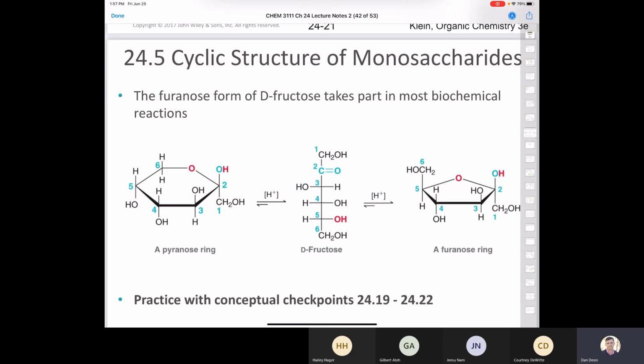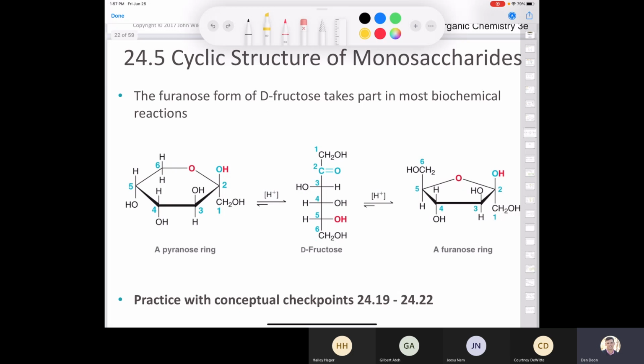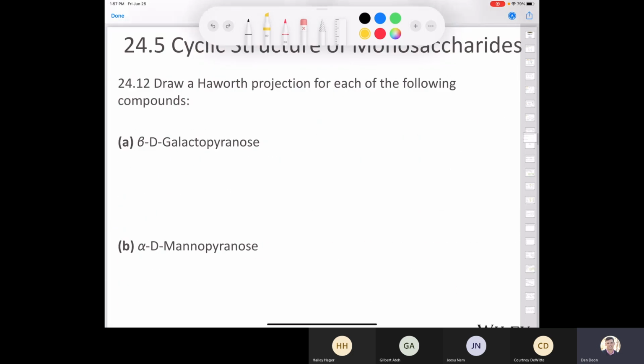So something that I do want to point out here, though, is that the only time I'm going to ask you to take a Fisher projection and be able to draw a chair or a Haworth projection from it would be with an aldohexose. So since fructose is not an aldohexose, it's a ketose, I won't ask you to do it. So what am I saying? Again, I'm repeating myself a different way, but I'm not going to ask you to draw 5-membered rings from a straight chain form. Okay? Just not going to happen. All right? There we go.